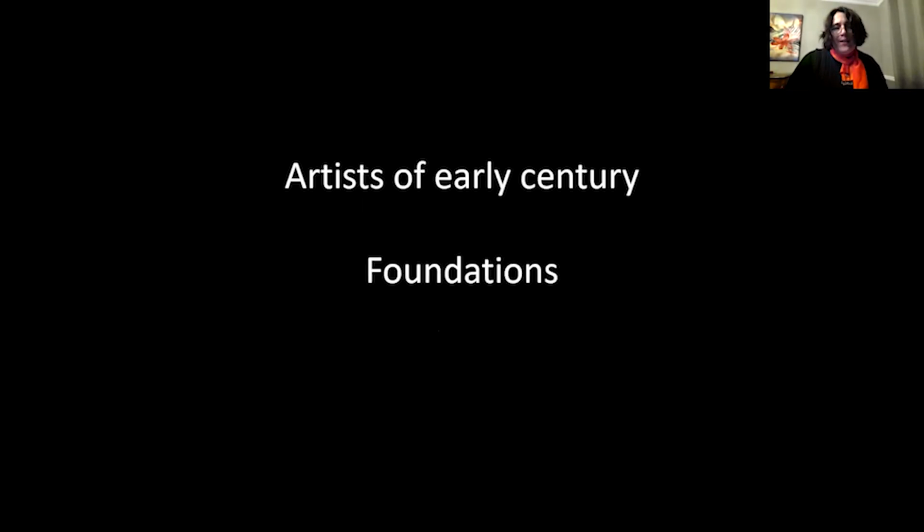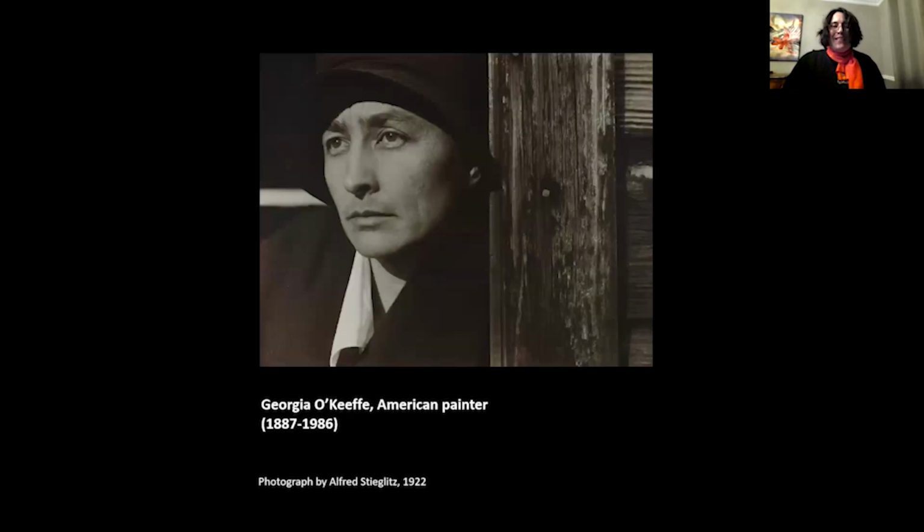So we're going to go ahead and start with some artists in the early part of the 20th century. This is a photograph of Georgia O'Keeffe, who was probably one of the best known American painters, as well as female painters, women painters. She was a very imaginative child. She knew from a very early age that she wanted to be an artist. She studied art at the Art Institute of Chicago.